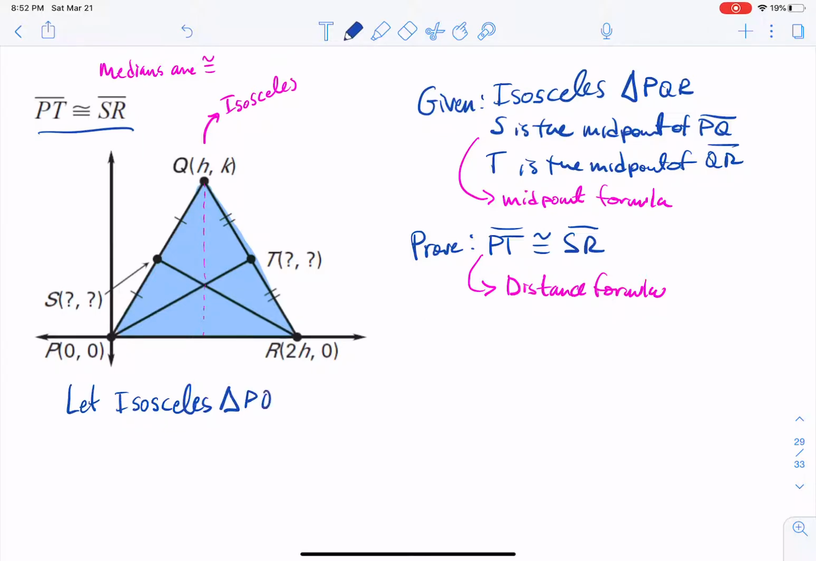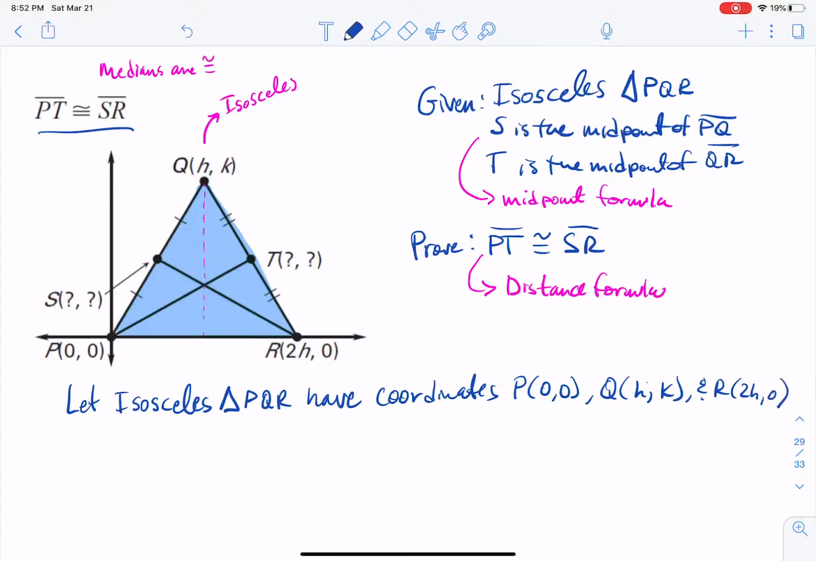Triangle PQR has coordinates. Let's see, P is at the origin. Q has H, K. And R is at 2H, 0.